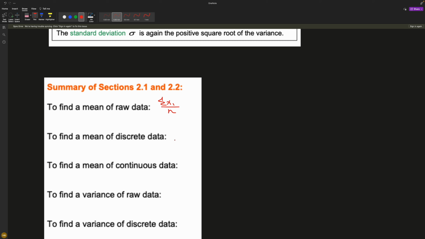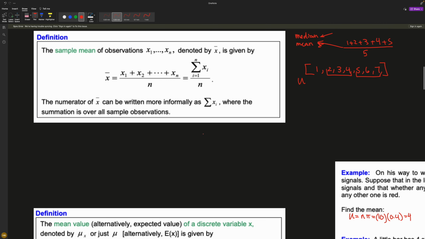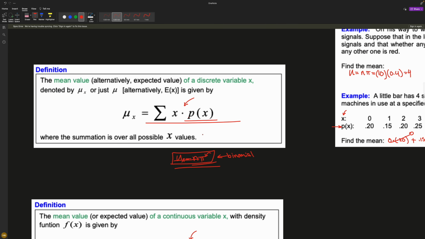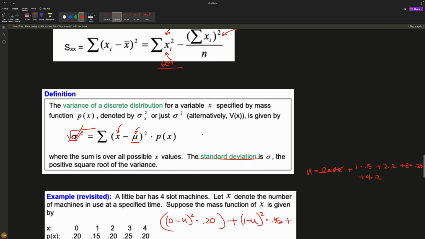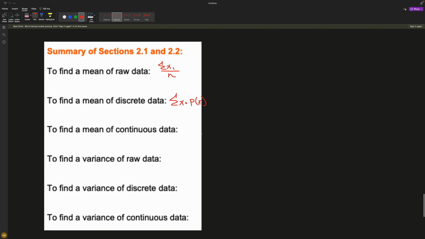Now to find the mean of discrete data, remember, it's really simple. Whenever you see discrete, add it up. So for a discrete, it is the sum of x times p of x. So let's confirm that. It is right here. Mean value of a discrete variable, x times p of x.